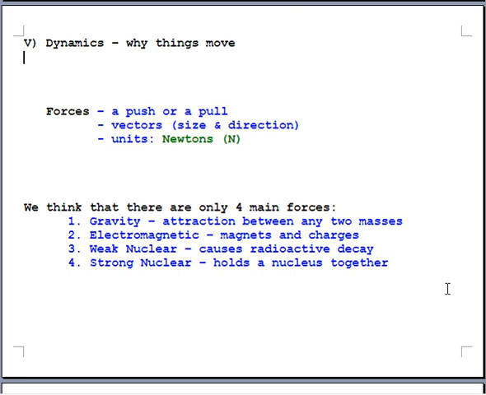And then we won't have time for 3 and 4, but weak nuclear forces are what cause radioactive decay, so alpha, beta, and gamma decay. And strong nuclear forces are what hold a nucleus together, which has a bunch of protons in close proximity, and that shouldn't really happen. Those positive charges should actually repel, but it turns out the strong nuclear force holds them all together.